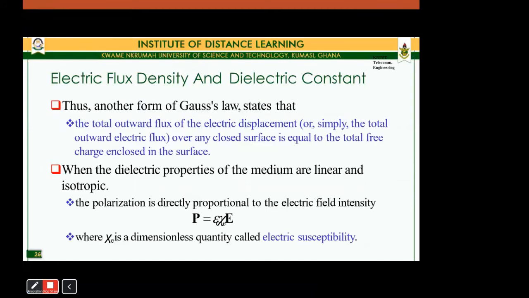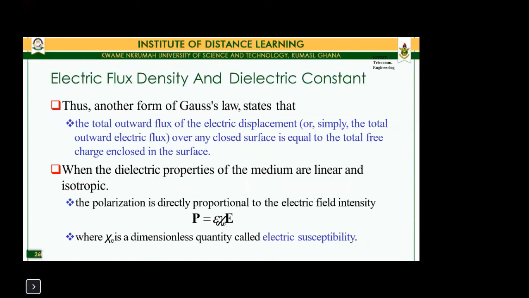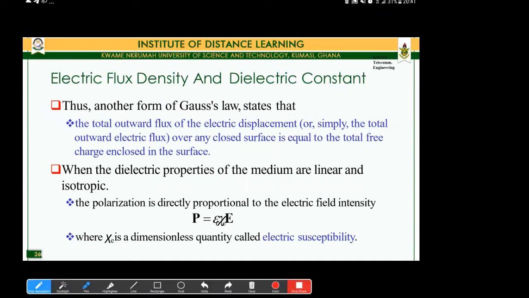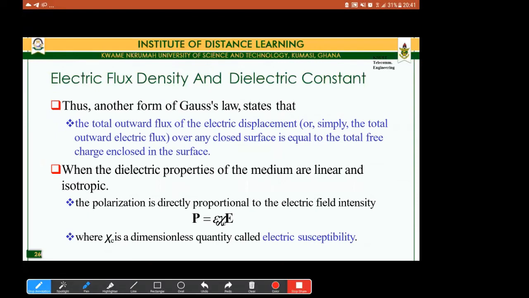Thus, another form of Gauss law states that the total outward flux of the electric displacement over any closed surface is equal to the total free charge enclosed in the surface. So this is simply saying that if you have a charge, how much flux will go out or diverge will be equal to what? The charge within the volume, which makes sense. You have more charge, you have more divergence. You have less charge, you have less divergence.